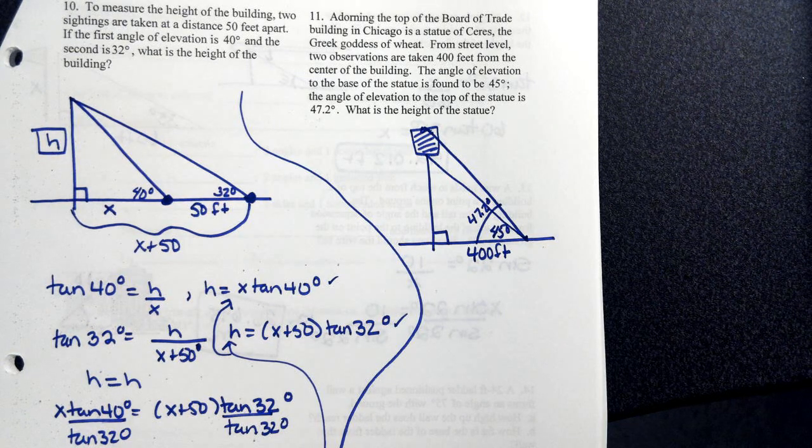So again, does everybody agree with me? I have two right triangles. I've got one with the angle of elevation of 45 degrees. I've got another one with an angle of elevation of 47.2 degrees. Looking at the smaller right triangle, don't I have enough information to calculate how high this building is? Because I know that this angle is 45 degrees and I know one side of the triangle is 400. So does everybody agree with me? I can calculate this side of the triangle.